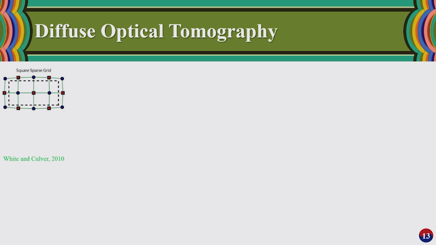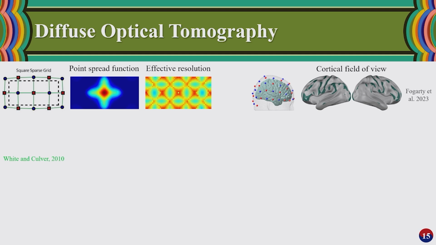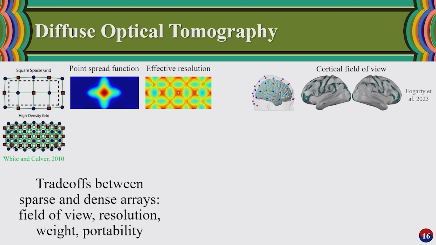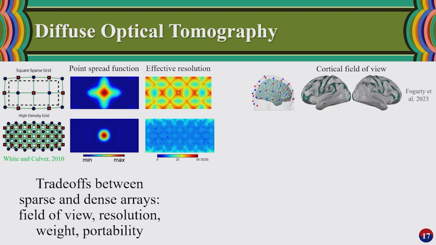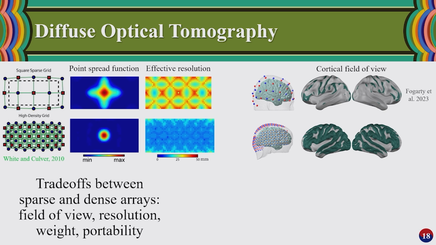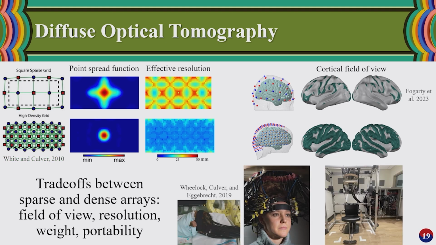fNIRS systems often use sparse arrays of optodes that are lightweight and somewhat portable, but that comes at the cost of resolution and field of view. In contrast, traditional high-density DOT systems offer better resolution and deeper tissue sampling, but sacrifice portability, as the greater channel count means a greater system weight. Large field of view DOT systems frequently use support structures to reduce the effective weight that participants experience, but those structures also restrict motion.